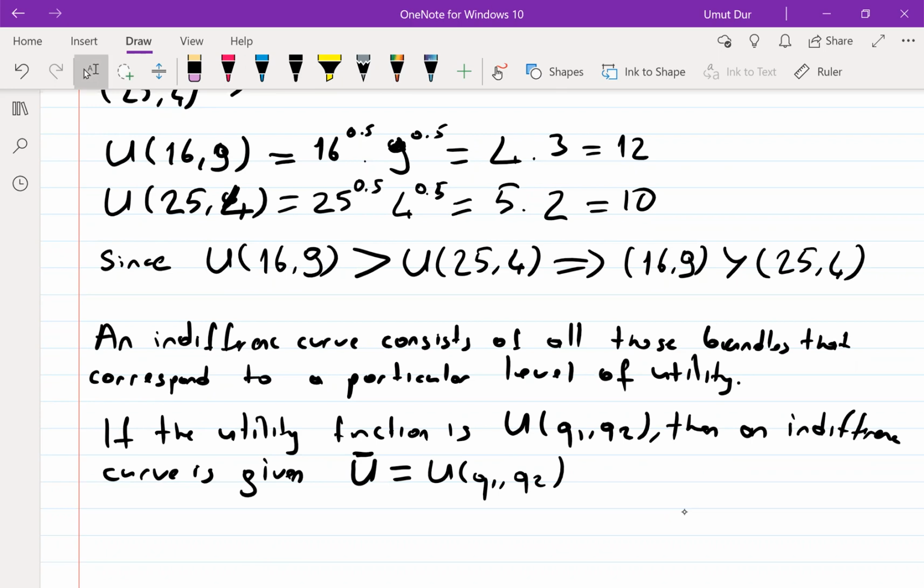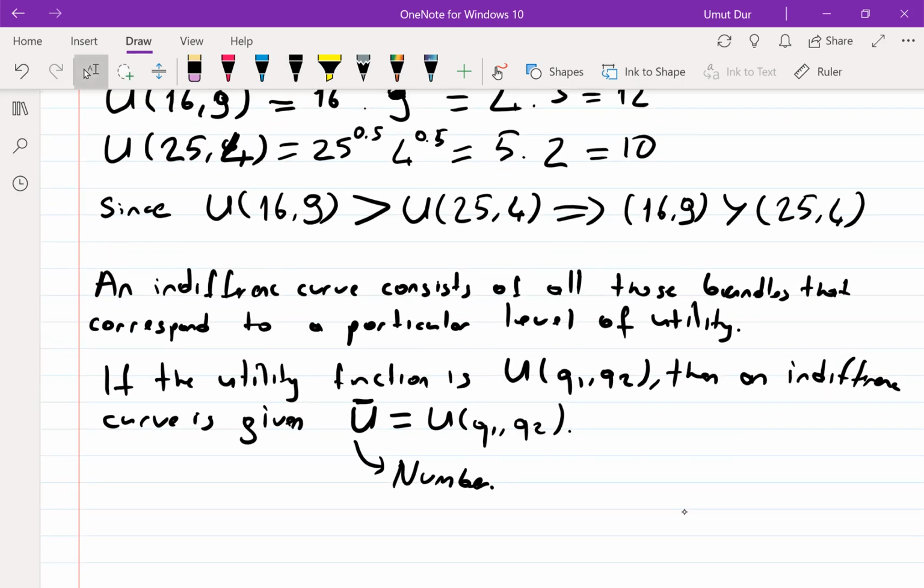So this is some number. For example, if we give that number as 60, which means that I'm now looking for all the bundles giving me a utility of 60.